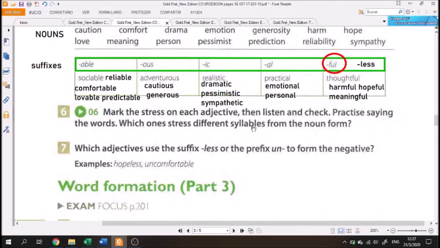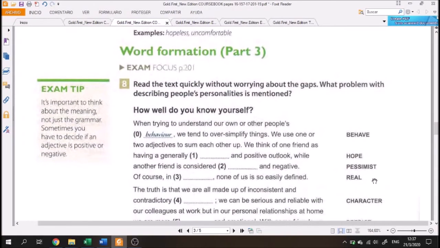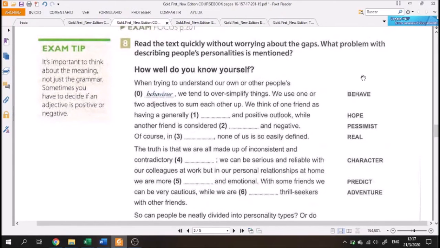Well, why is it so important that we work on this kind of activity, that we think of transforming some words from one category into the other, in this case, from noun to adjective? Well, it's very important because in the exam, we are going to have what we call word formation, and that is part number three from the Use of English paper. In this kind of activity, we are going to have to complete with the word given, but transforming it so it fits. It's important to think about the meaning, not just the grammar, because sometimes we need it to be in the negative, not in the positive. Sometimes you have to decide if an adjective is positive or negative.